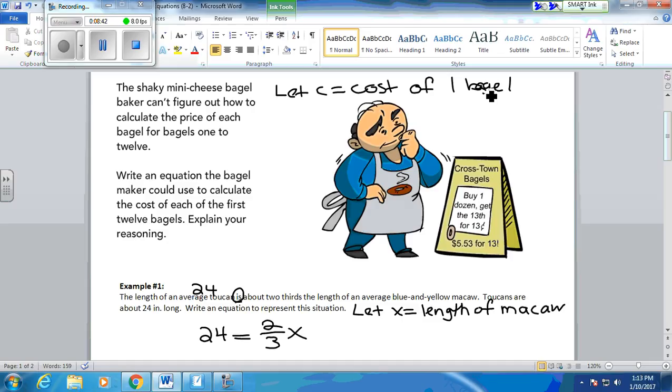So the first 12 are all the same price. So if I multiply 12 by the cost of the bagel, that will tell me that they're all the same price. Then the last one is only 13 cents for that baker's dozen. And then the total that we're paying is $5.53.